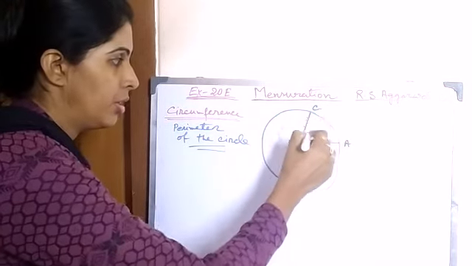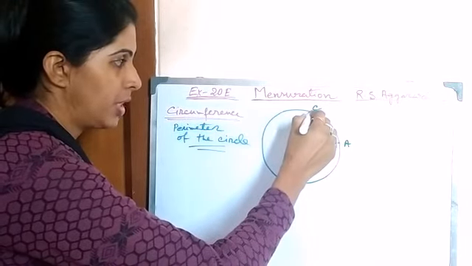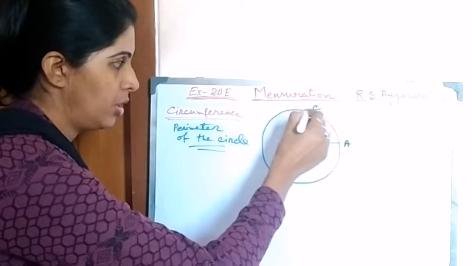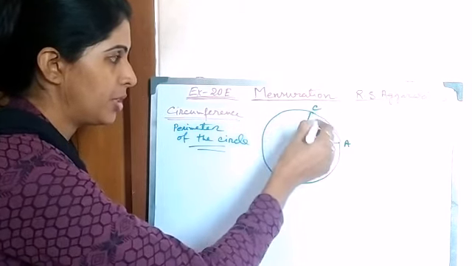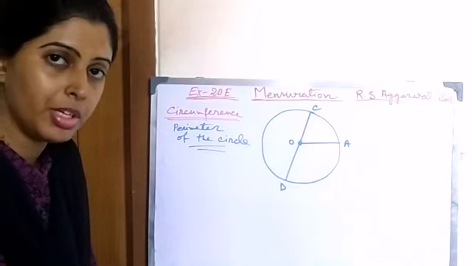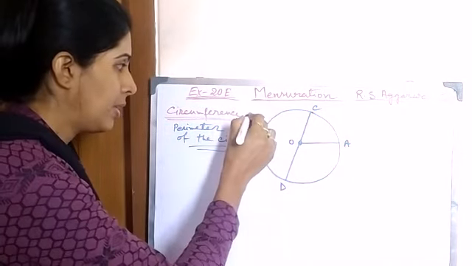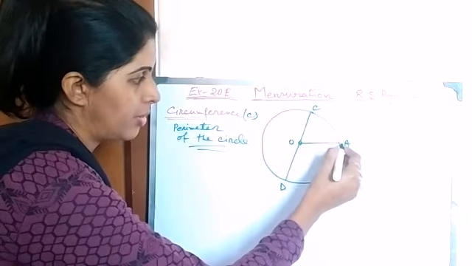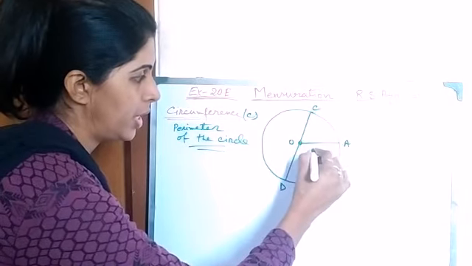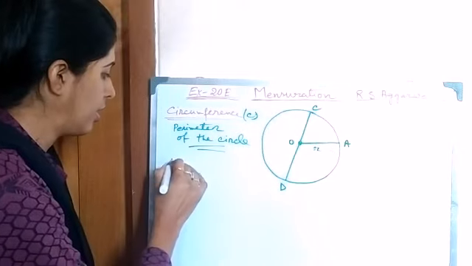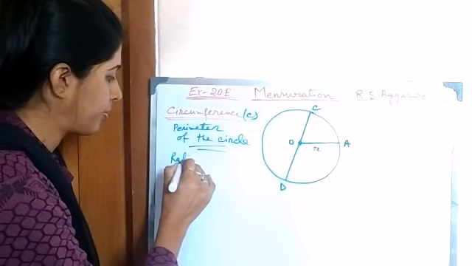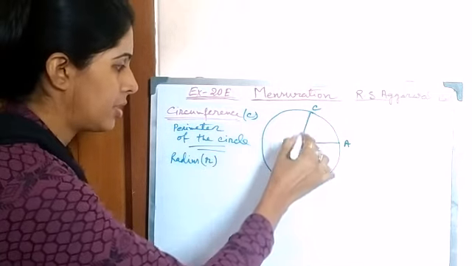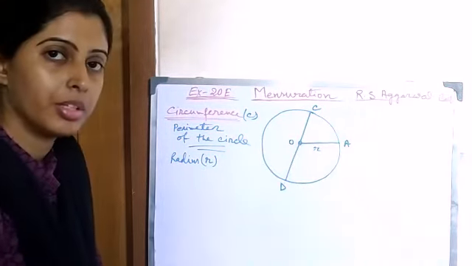That means from here, if we start, then the total measurement of the curve line is the perimeter of the circle. So circumference I will denote by C. From the center to the curve line is called the radius, which I denote by R, and this CD is the diameter.